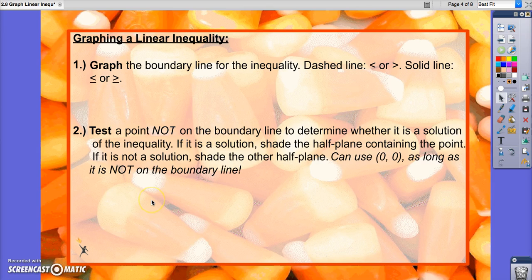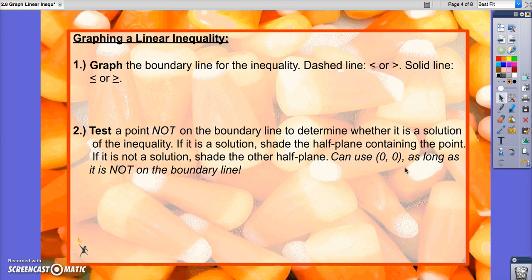Step 2, test a point not on the boundary line to determine whether it is a solution of the inequality. If it is a solution, shade the half plane containing the point. If it is not a solution, shade the other half plane. And I added a little note here. You can use (0, 0) as long as it is not on the boundary line.